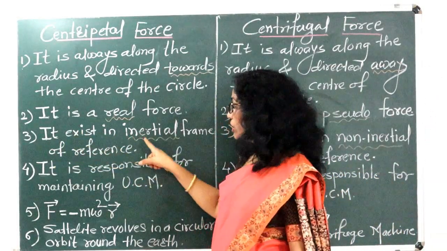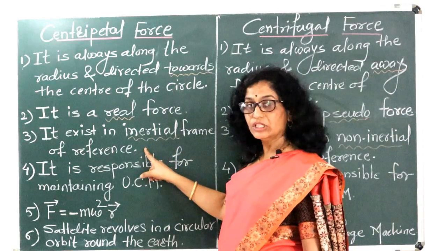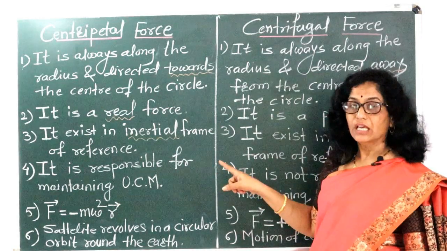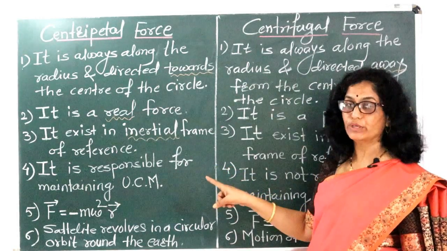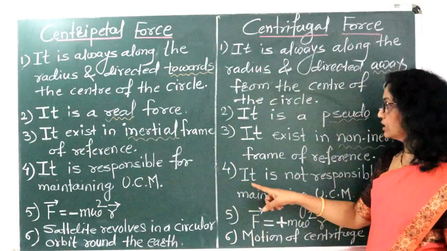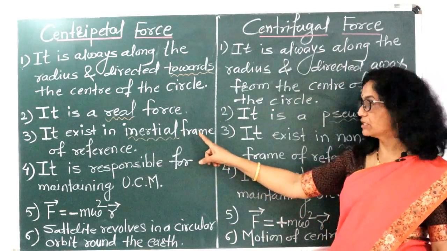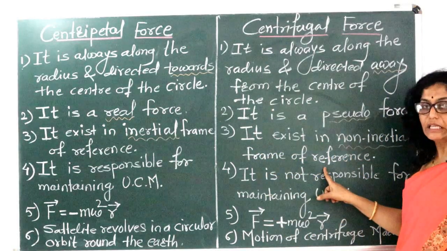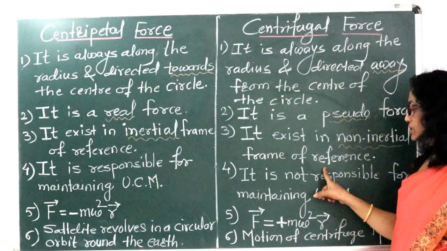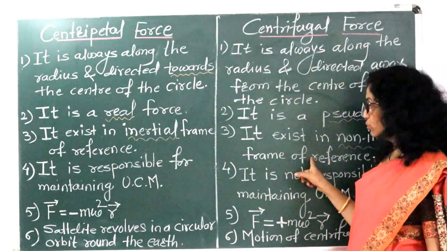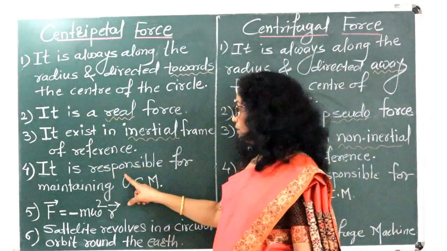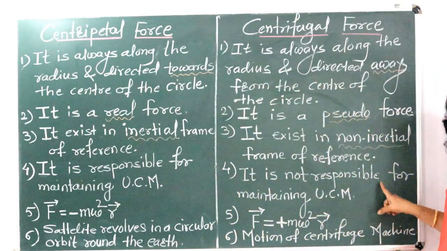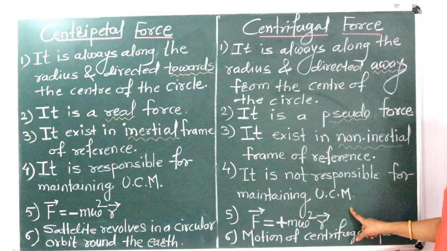Centripetal force exists in an inertial frame of reference. Inertial frame of reference means a car which is at rest or moving with a constant velocity, that is, net force is equal to 0 in this case. Centrifugal force exists in a non-inertial frame of reference, for example a turning car with constant speed, that is, force is not equal to 0. Centripetal force is responsible for maintaining uniform circular motion. Centrifugal force is not responsible for maintaining uniform circular motion.